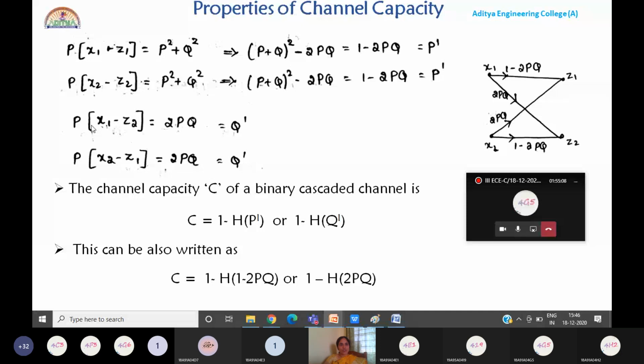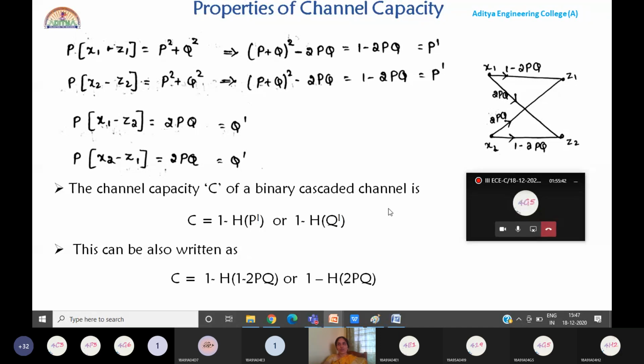Similarly, what is the probability of x1 moving to z2 or x2 moving to z1? It is 2pq. Let us take it as q dash, because the forward probability we represent in the form of p, and the opposite path in the form of q. Because it is a cascade, let us represent them with a dash, p dash and q dash, where p dash is p square plus q square, which you can also write as 1 minus 2pq, and q dash you can write as 2pq.